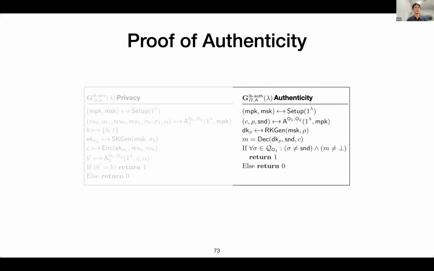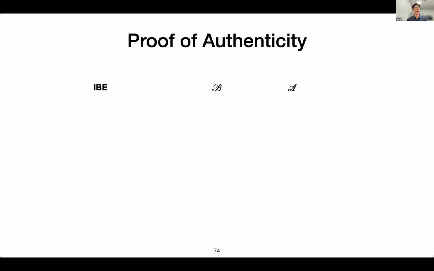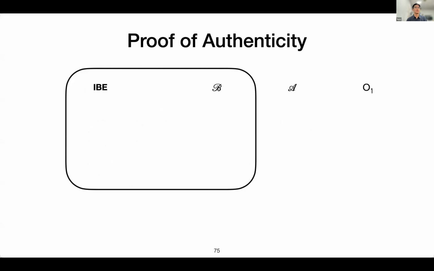As for authenticity, since we have known that the unforgeability of signatures can be reduced to the security of IBE, we can follow the same method. We build an IBE scheme and assume that there is a PPT adversary A that breaks the authenticity property with non-negligible advantage. So we can employ another adversary B to break this secure IBE.